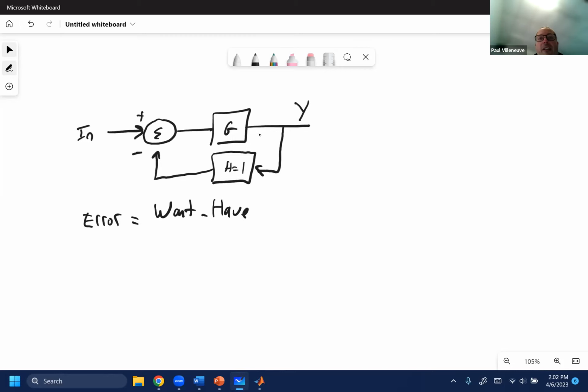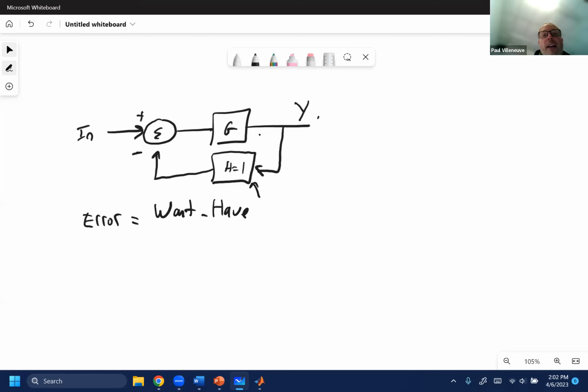So if you think about the concept of your cruise control, you set it at 65 miles an hour. And if it's 55 miles an hour for whatever reason, then your error is comparing the desired 65 versus the actual of 55. And so normally we treat the error as being unity because this is what we have and this is what we want.